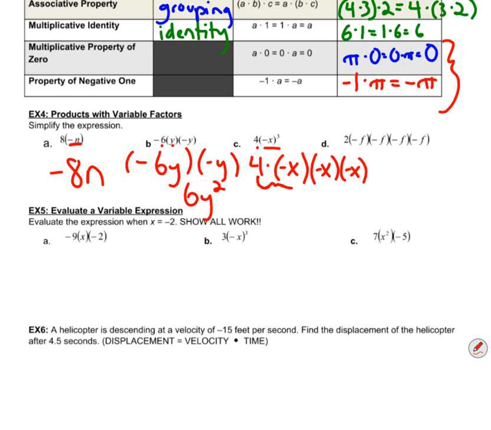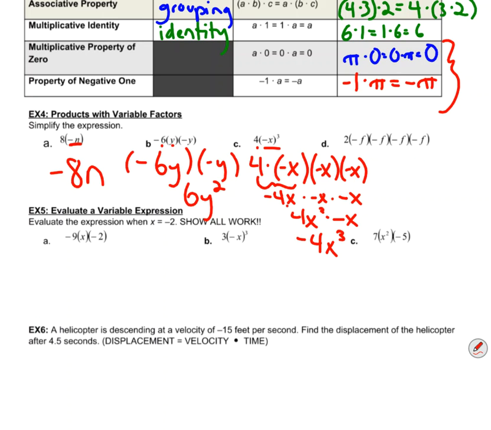So 4 times negative x is negative 4x times negative x times negative x. Negative 4x times negative x is positive 4x squared times negative x. 4x squared times negative x gives us negative 4x cubed. So that's one way of doing it.